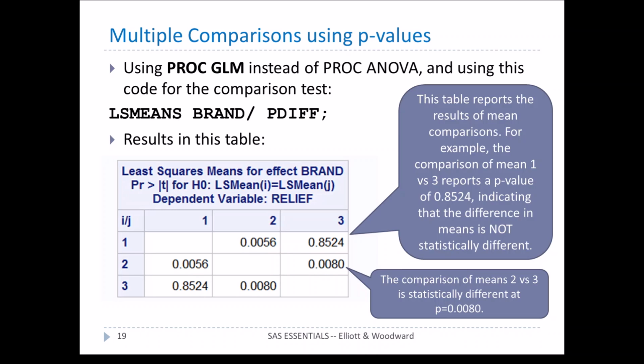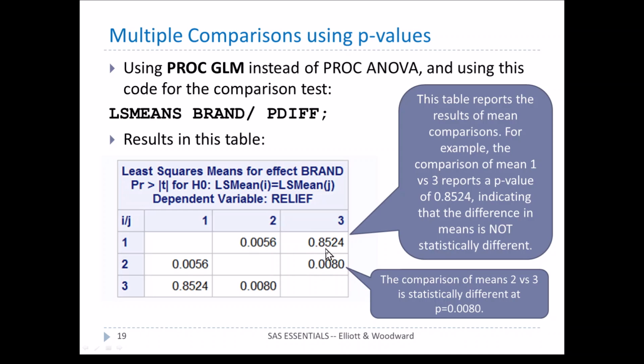Now, if we were using PROC GLM instead of PROC ANOVA, in fact, we can just replace ANOVA with GLM, and change the MEANS statement to an LSMEANS statement with a slash PDIFF. Then we get this least squares means difference table that we can test here. And again, what it's doing is comparing, for instance, group 1 to 3, and then this is the p-value.